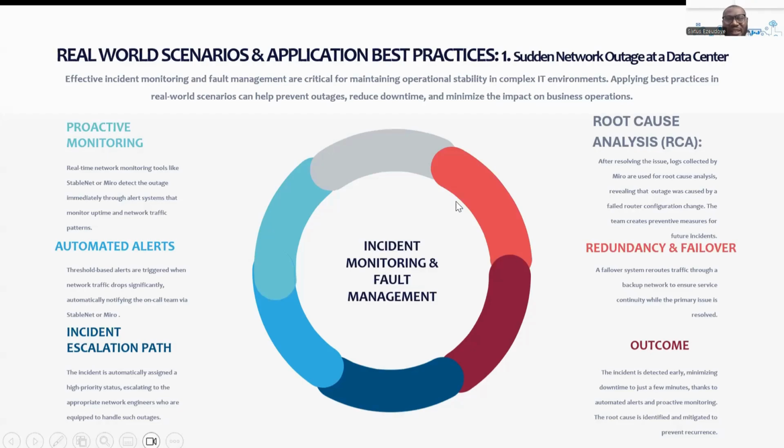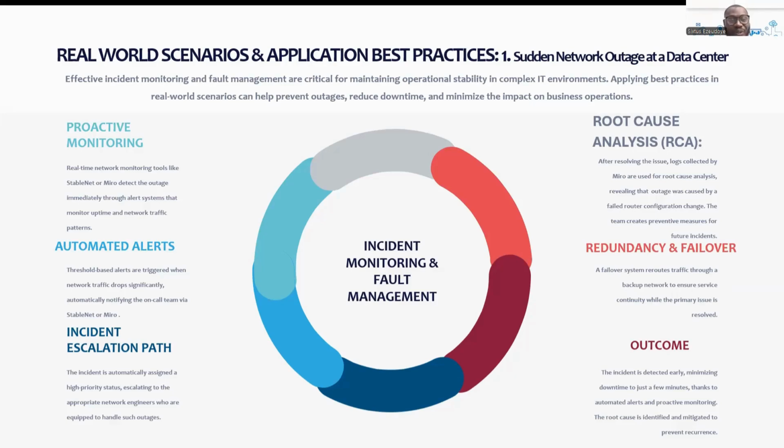So looking at a sudden network outage at a data center in your organization, within your IT environment, you will see that real-world scenarios can help to prevent outages, reduce your downtime, and minimize the impact on business operations. What is the first step in incident monitoring when a network outage happens at a data center? The first, proactive step is proactive monitoring. Monitoring must be proactive, such that your real-time network monitoring tools, like we have here in Zoracom, the StableNet solution, and also the Miro SM, Miro Service Management solution, detect outages immediately through alert systems that monitor uptime and network traffic patterns.